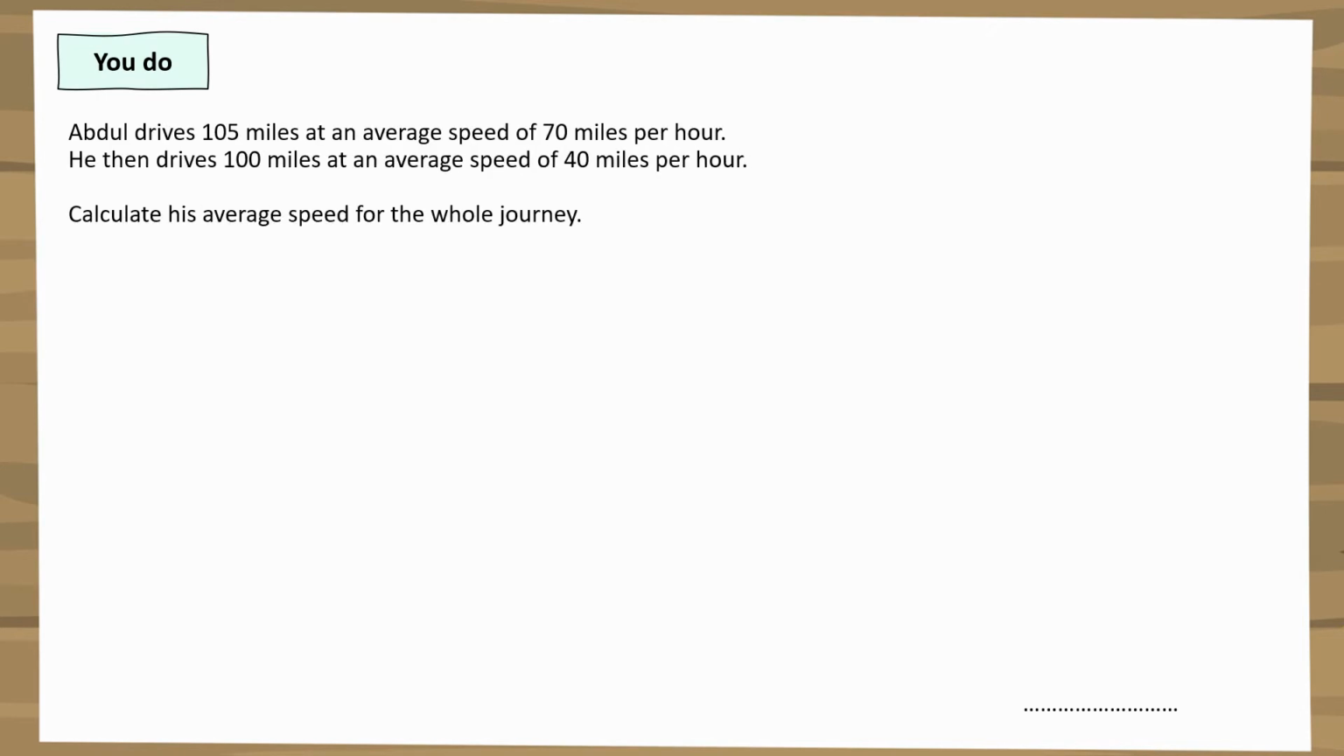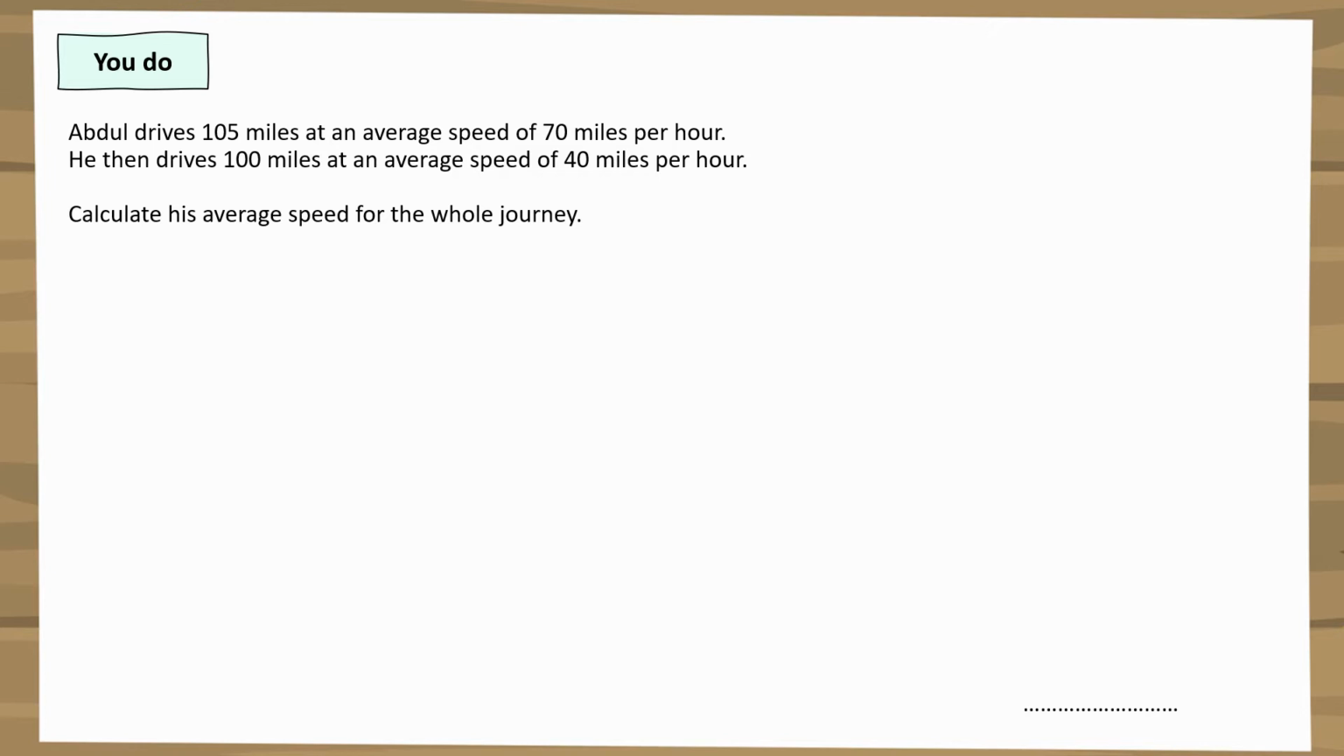So here's one for you to try. This one says that Abdul drives 105 miles at an average speed of 70 miles per hour. He then drives 100 miles at an average speed of 40 miles per hour. Calculate his average speed for the whole journey.